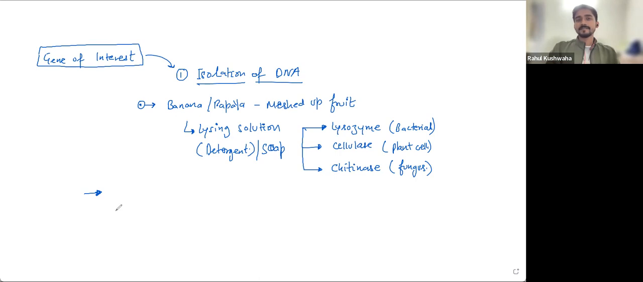The components inside, meaning inside the cell, can get damaged. There's only one thing we are concerned about, that's DNA, correct? And whatever happens to carbohydrate, protein, whatever, we don't care. So you can be violent enough.